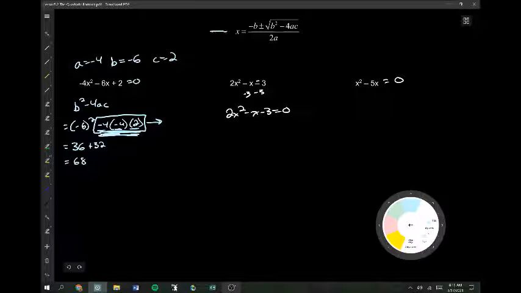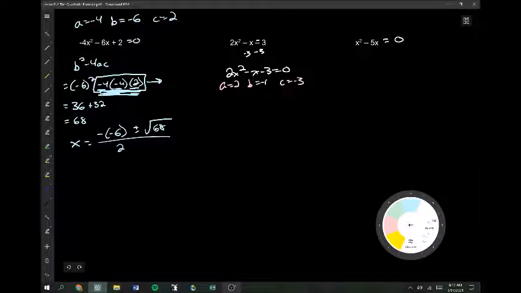Well, now I can do the quadratic formula pretty quickly. x equals negative b. Well, negative b is negative 6. So negative b is actually going to be a positive 6 plus or minus the square root of 68 all divided by 2 times a. All divided by 2 times negative 4, because the a value is negative 4. So this becomes 6 plus or minus the square root of 68 over negative 8.